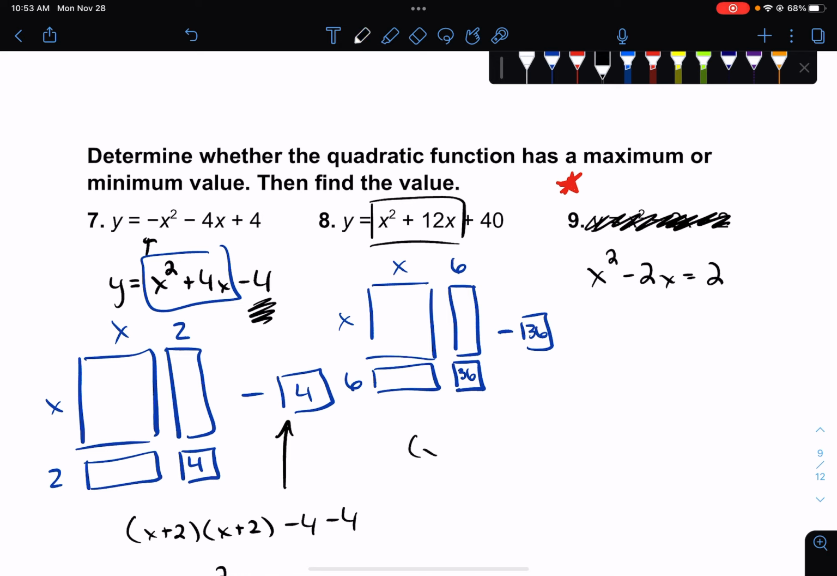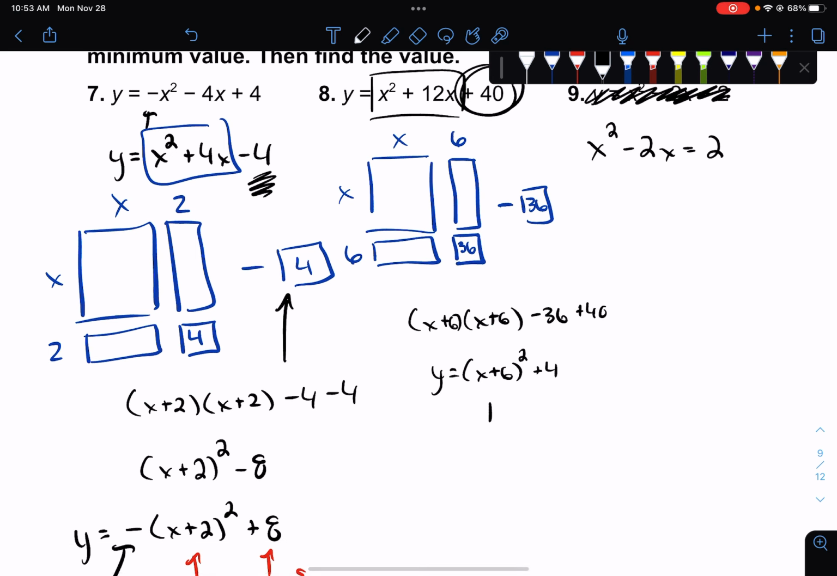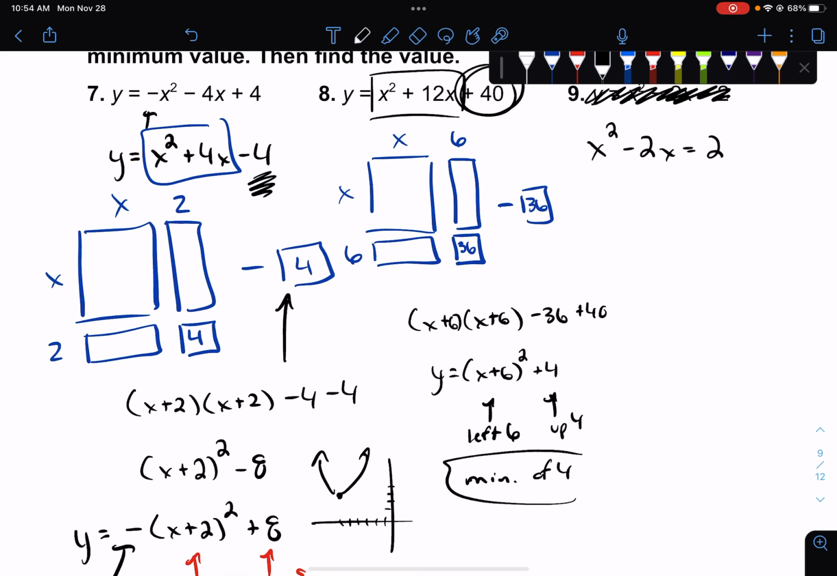So my equation becomes x plus 6 times x plus 6 minus 36. And I had this 40 at the beginning, so I have to add 40. So y equals x plus 6 squared plus 4. So that tells me that I'm going to go left 6 and I'm going to go up 4. So my parabola looks like this. 1, 2, 3, 4, 5, 6. 1, 2, 3, 4. That's where my vertex is. So I have a minimum of 4.